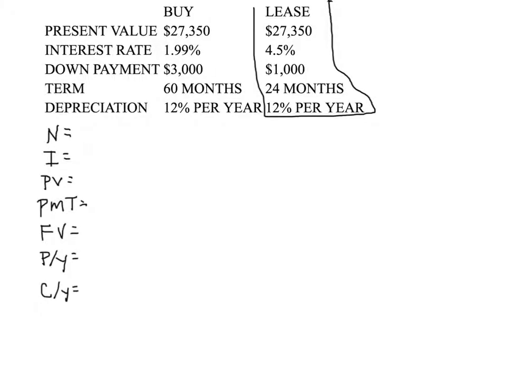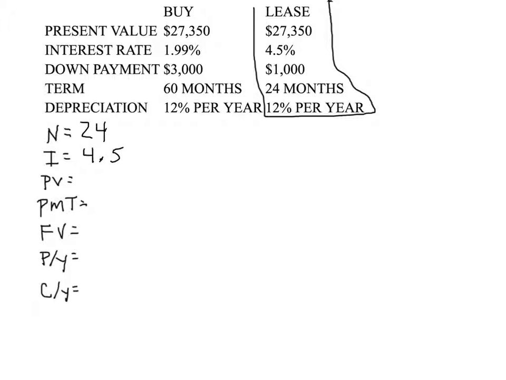Alright, and then on the last one, number 19, it says, what is the total cost of the lease? So again, we're going to look at the leasing section of this. This is where you're going to use your time value of money in your calculator. You have N, which is going to be the term of it. So we're going to use 24 for N, because that's the total number of months. I is the interest rate, so we're going to use 4.5. Your present value is going to be what the current value of the car is.